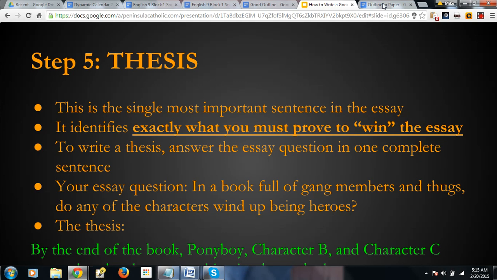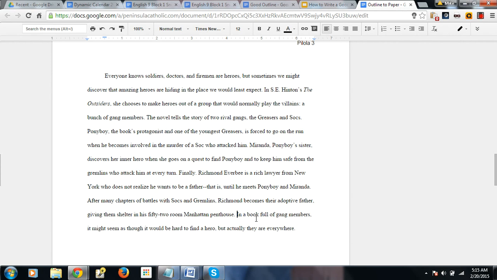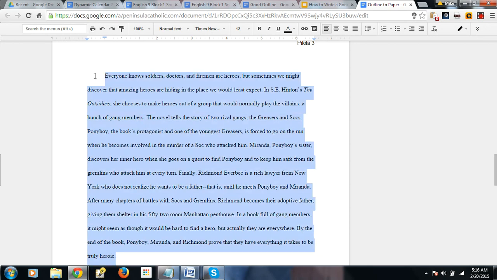Let's add these last two steps to my introduction here. So here's my transition 2. In a book full of gang members, it might seem as though it would be hard to find a hero, but actually they're everywhere. And then my thesis. By the end of the book, Ponyboy, Miranda, and Richmond prove that they have everything it takes to be truly heroic. This is a pretty good length for an introduction right here.